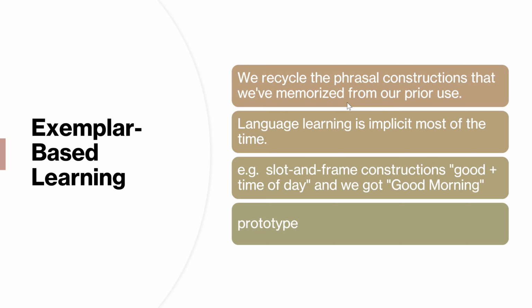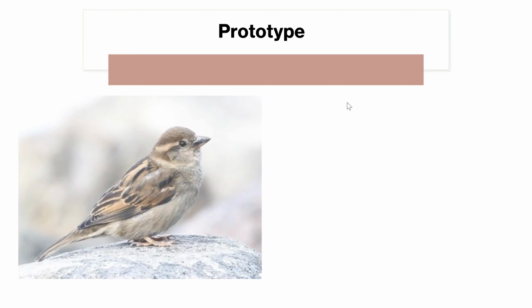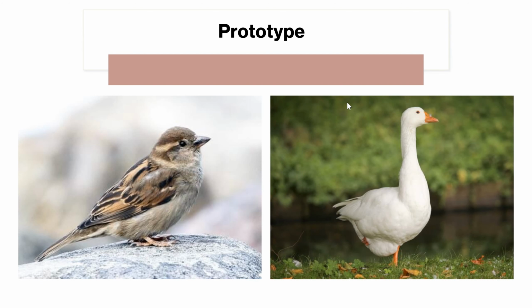And I want to spend some time to go through prototypes as well. Prototypes are the most typical of their categories. They are similar to many members of their category, but not similar to members of other categories. People would classify sparrows as birds, but not geese, because geese probably have less common features than sparrows from birds.